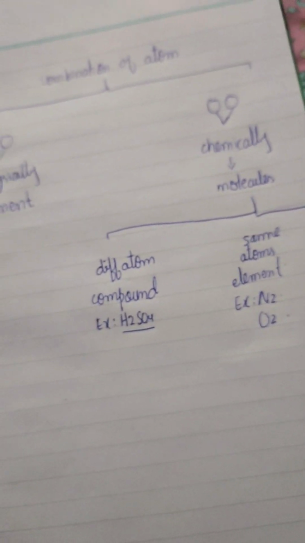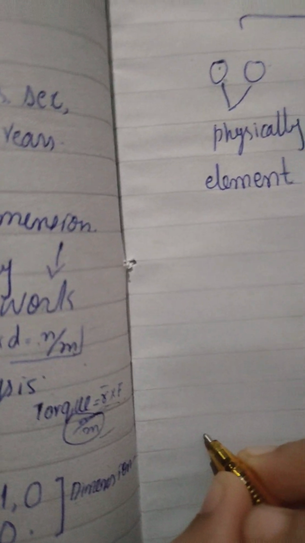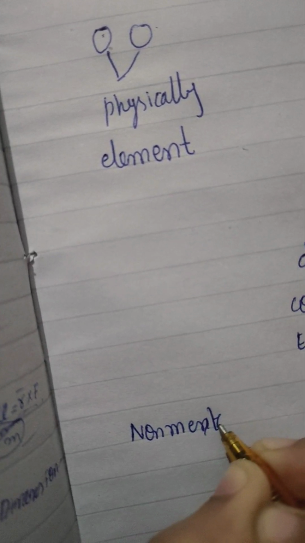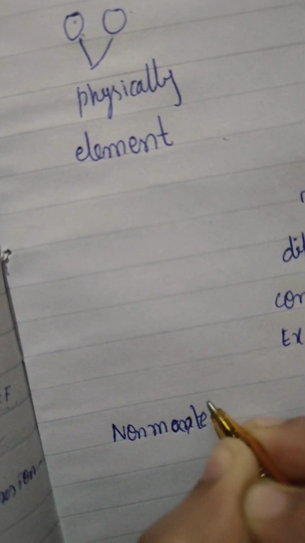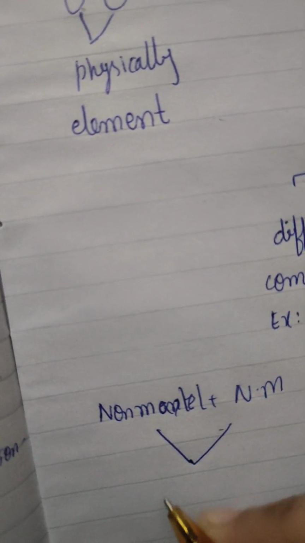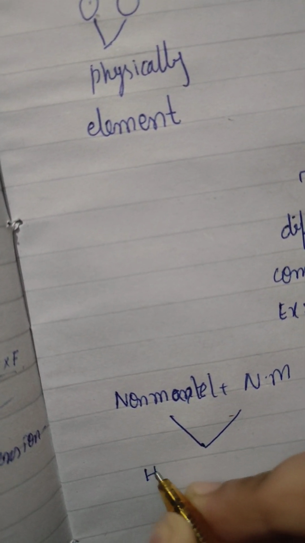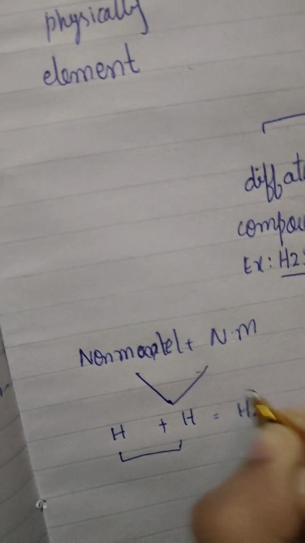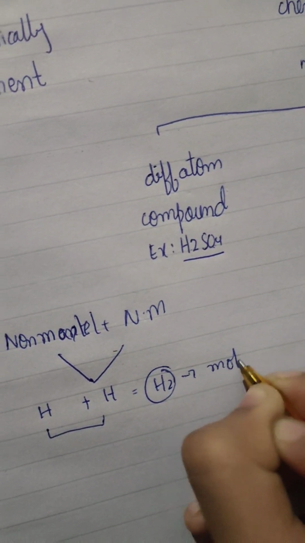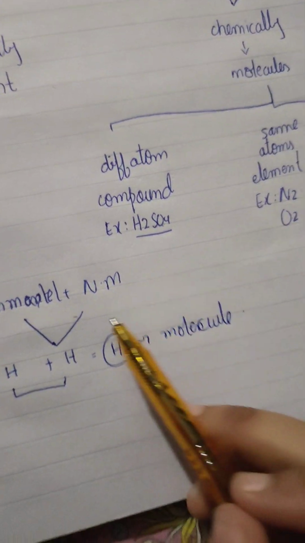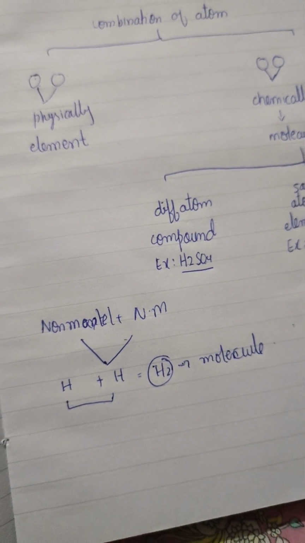The composition of a molecule: a molecule is basically made up of non-metal plus non-metal. When these two combine, they make a molecule. If I take hydrogen plus hydrogen, H2, this is a molecule. And what molecule is it? This is a molecular element, because the atoms are the same.